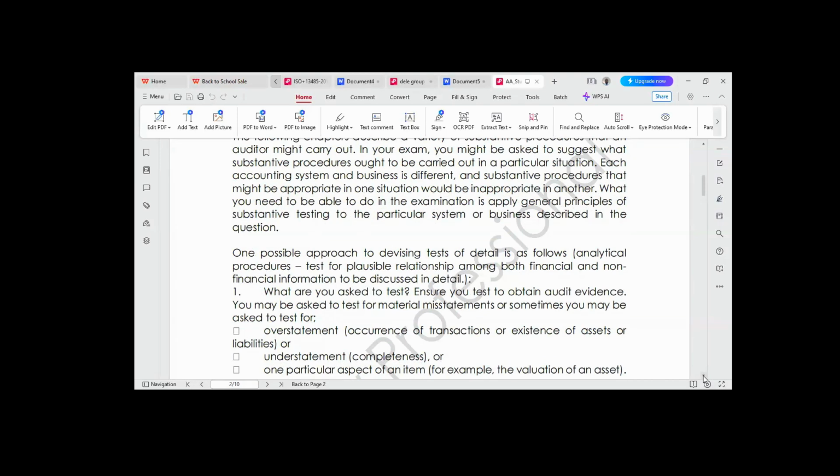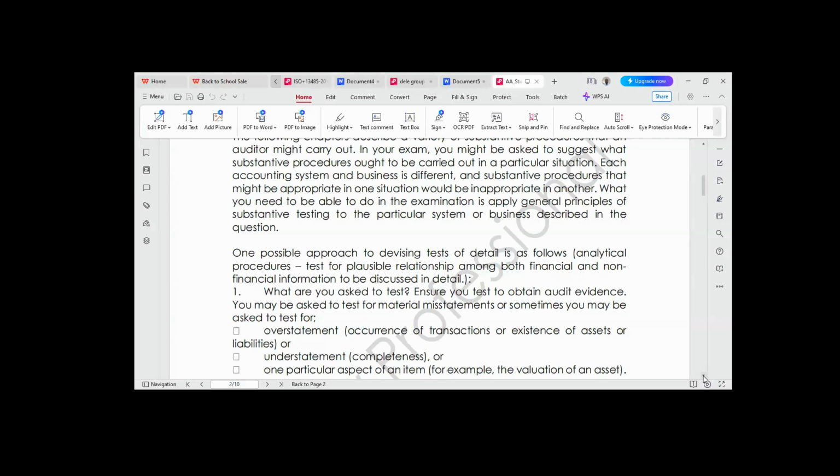How do you establish that there is overstatement? How do you establish that there is understatement? You can do this by looking at what? Looking at the occurrence of the transaction and the existence of the transaction. That will throw more light on whether there is an overstatement or an understatement.